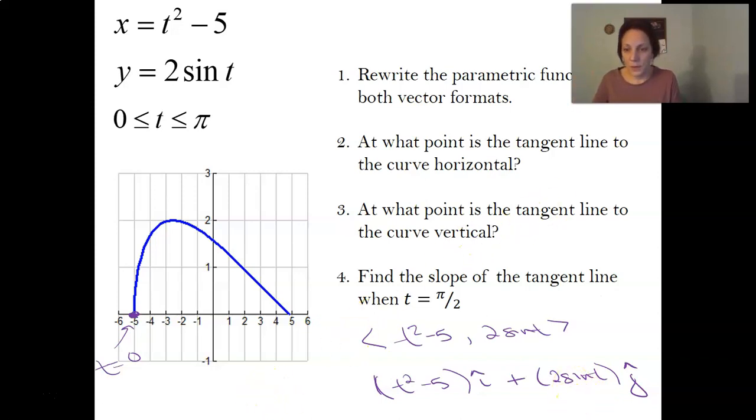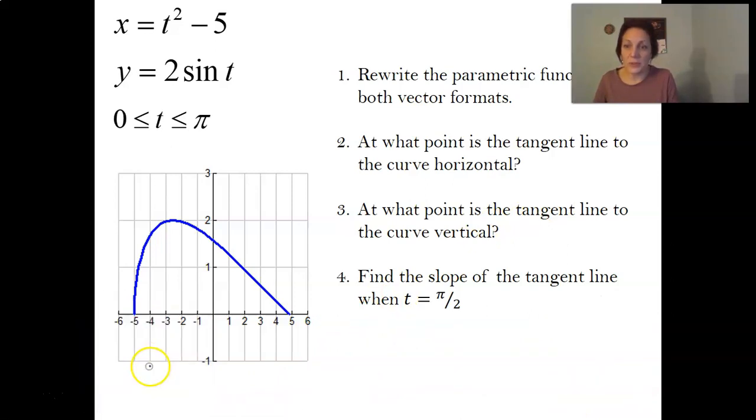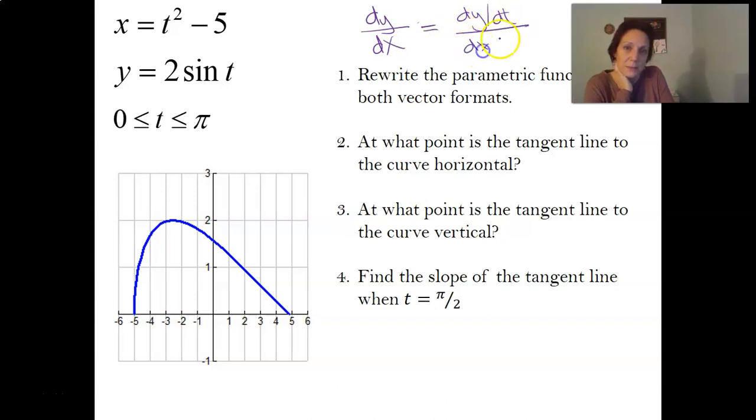Okay. So the next three questions are talking about the slope of the tangent line. If I want the slope of the tangent line, we know that means we need dy dx. And we know that dy dx for a parametric comes from taking dy dt and dividing it by dx dt. So you could just write out that whole formula, and we will do that here in a minute.